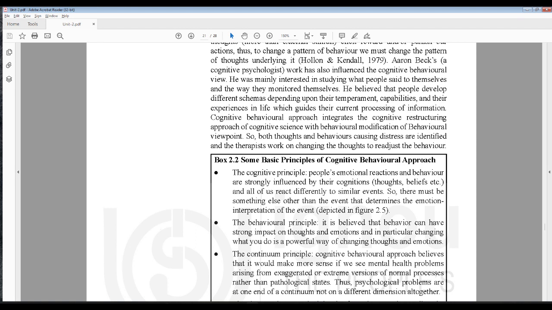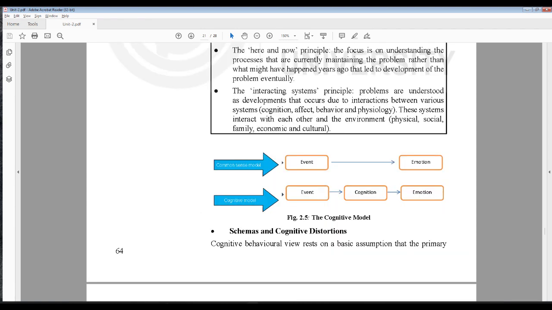The continuum principle: cognitive behavioral approach believes that it would make more sense if we see mental health problems arising from exaggerated or extreme versions of normal processes rather than pathological states. Thus, psychological problems are at one end of a continuum, not on a different dimension altogether. The here and now principle: the focus is on understanding the processes that are currently maintaining the problem rather than what might have happened years ago that led to development of the problem eventually. The interacting systems principle: problems are understood as developments that occur due to interactions between various systems: cognition, affect, behavior and physiology. These systems interact with each other and the environment: physical, social, family, economic and cultural.